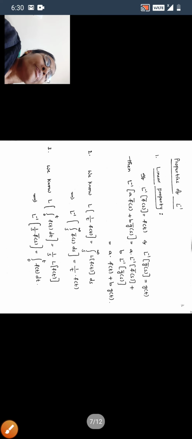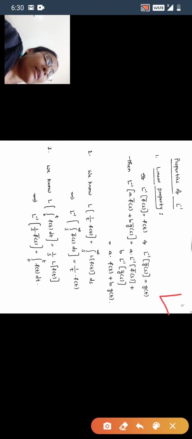After that, the properties of L inverse. Already we have the linear property, first shifting property, multiplication by t property, and division by t property for the Laplace transform operator capital L. Whatever properties are satisfied for the Laplace transform operator capital L, the same are going to be satisfied for L inverse also.